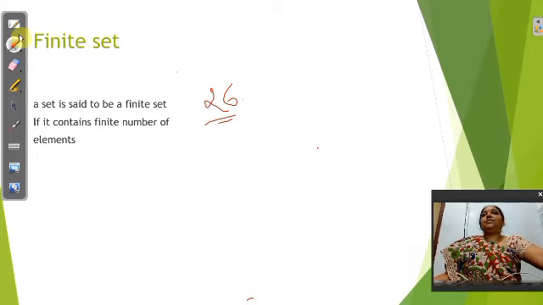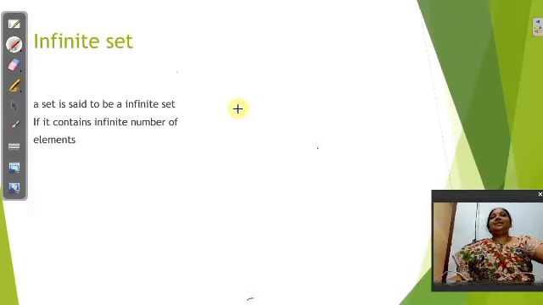Next we will go for infinite set. A set is said to be an infinite set if it contains an infinite number of elements, meaning an uncountable number of elements. We cannot count the number of elements in that set. For example, the number of stars in the sky. Is it countable? No, it is not countable. The number of hairs on your head is also not countable.